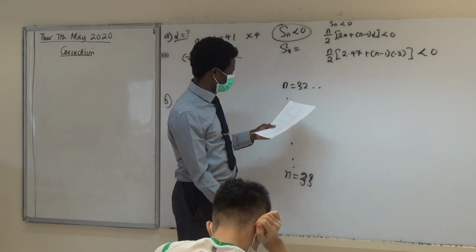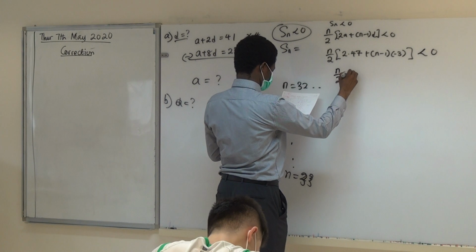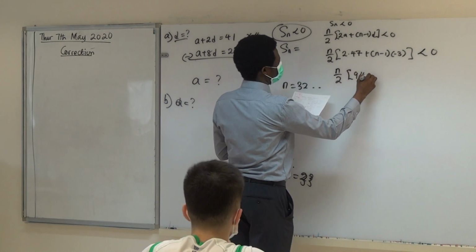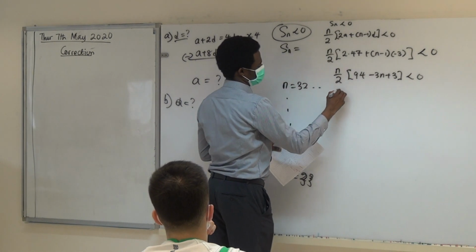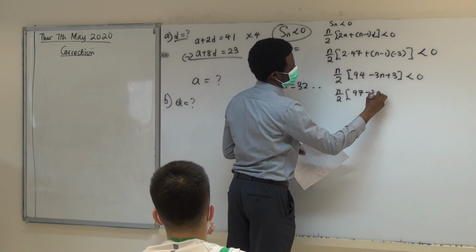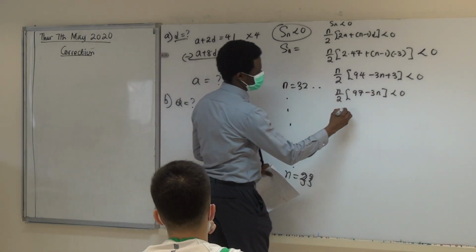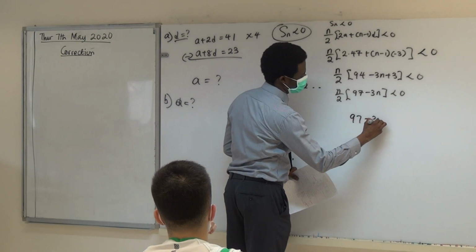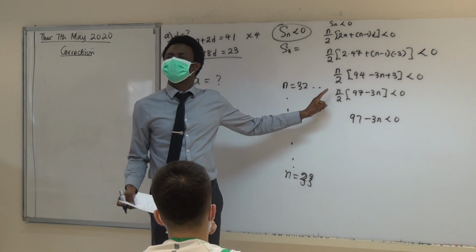So what some people did was, okay, let's write n over 2. This is going to be 94 minus 3n plus 3, which makes sense, of course. So we can simplify for that if you want. 97 minus 3n less than 0. So the next thing I saw in most of you is 97 minus 3n less than 0. I don't know how, can you try to tell me how this n over 2 disappears?